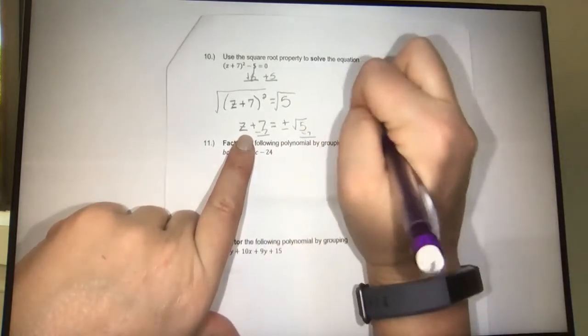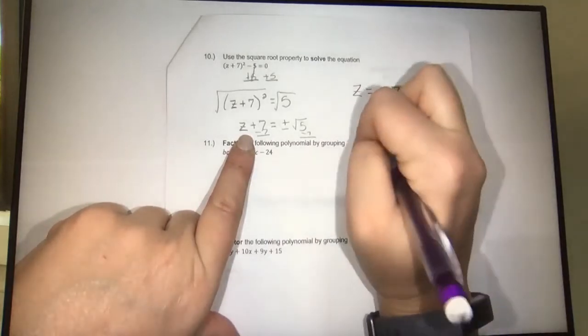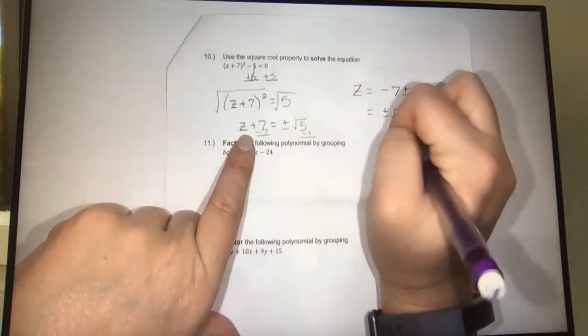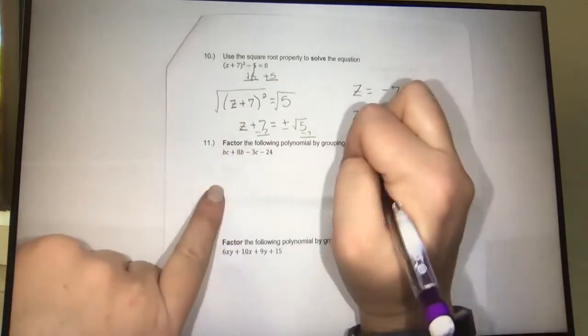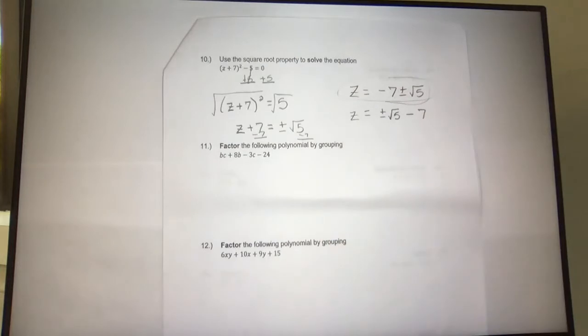Okay, so you have two choices. You can have -7 plus or minus root of 5, or you can have plus or minus root of 5 minus 7. Whichever one of those you like. This one's more widely accepted, but either one of those would be okay. Usually they put the radical in the back.